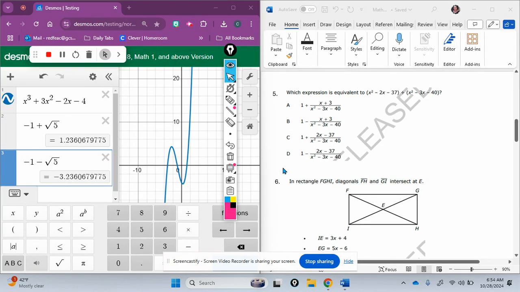All right, I'm going to let you do this one on your own. It says which expression is equivalent to x squared minus 2x minus 37 divided by x squared minus 3x minus 40. Same thing when we're doing division. I told you if you have multiple choice answers, you put this on line 1, all of this goes on line 1, and then all of your answer choices go on the other lines and see where they overlap.